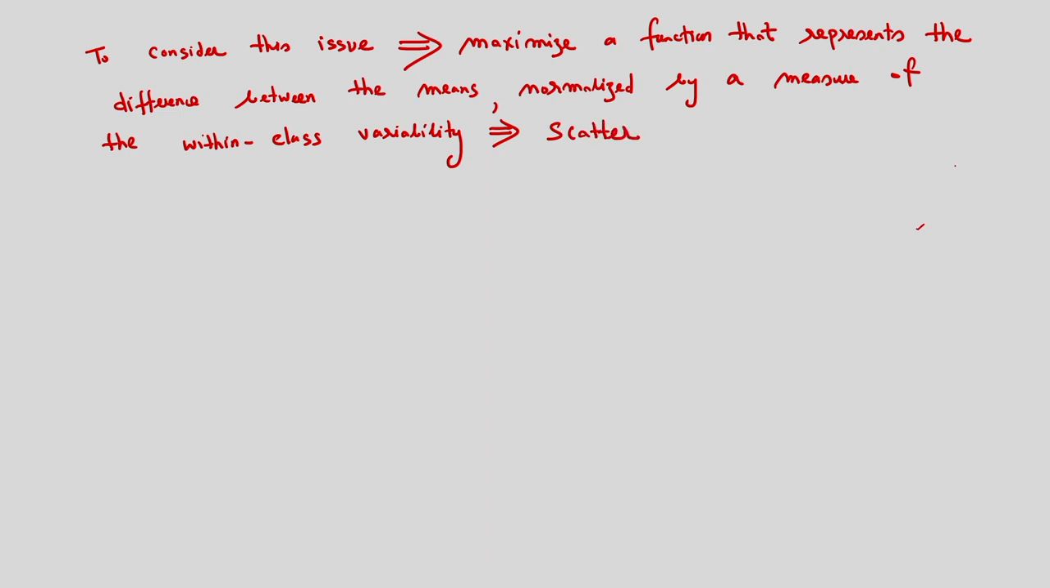So for each class, we can define the scatter, and that is equivalent to the variance. So what is the scatter? The scatter S_i tilde square is the sum of (y minus mu_i tilde) whole square. So for each and every class, I have to consider this scatter, and that is nothing but the sum of square differences between the projected samples and their class means. So we can determine the scatter like this.